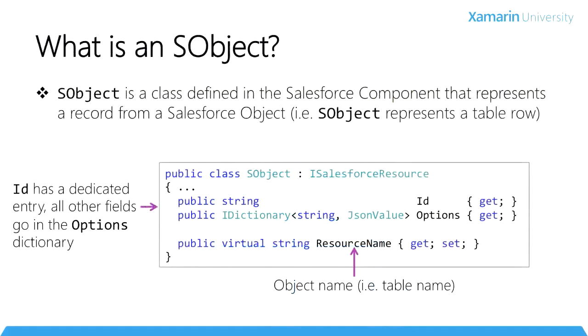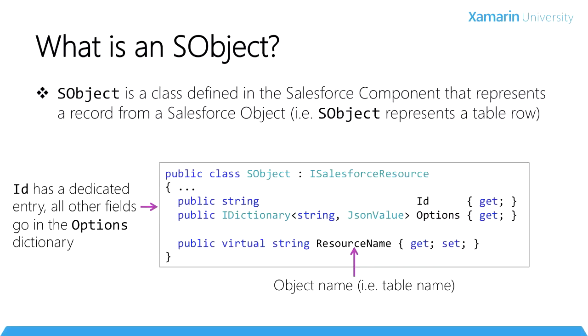I have just mentioned that the Salesforce API provides you access to an SObject. But what is this SObject? An SObject represents a row from a table. Notice how this is a change in the terminology from the norm in Salesforce, where object means table. SObject exposes three properties: ID, options, and resource name.